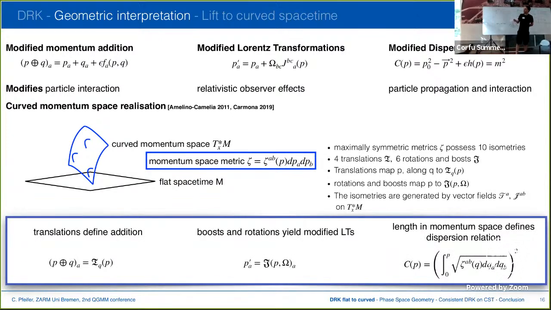Then the translation isometries define the addition of momenta. The boosts and rotations define my modified Lorentz transformations, and the dispersion relation is given by the square of the geometric length in momentum space defined by the metric length measure. So you look at the geodesics in this curved momentum space.